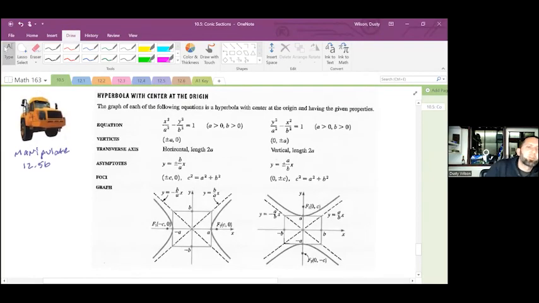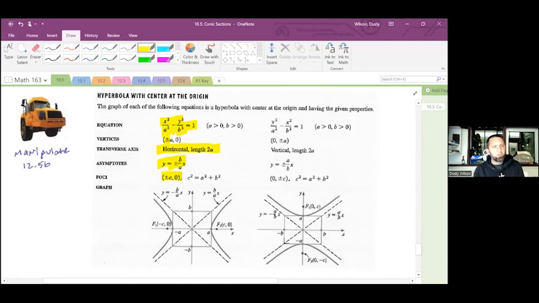So again, the hyperbola with the center at the origin. The graph of each of the following equations is a hyperbola with center at the origin and having the given properties. So first, we have x squared over a squared minus y squared over b squared equals 1. Notice the x's are positive, the y's are negative. So you're going to have vertices at x equals plus or minus a, 0. It's got a nice horizontal length. The asymptotes are at y equals plus or minus b over a x.